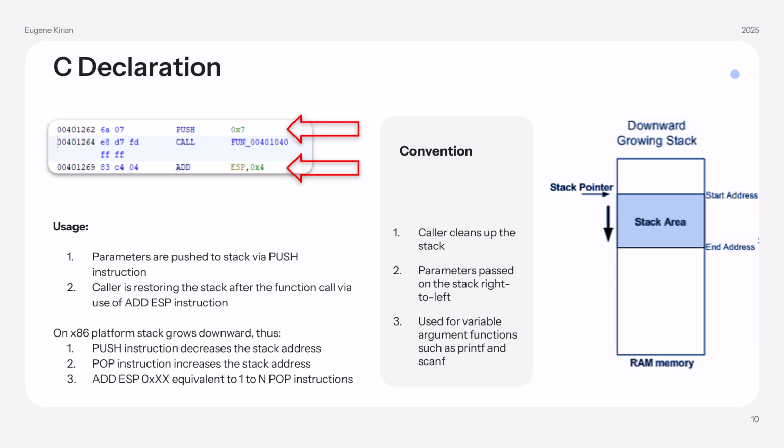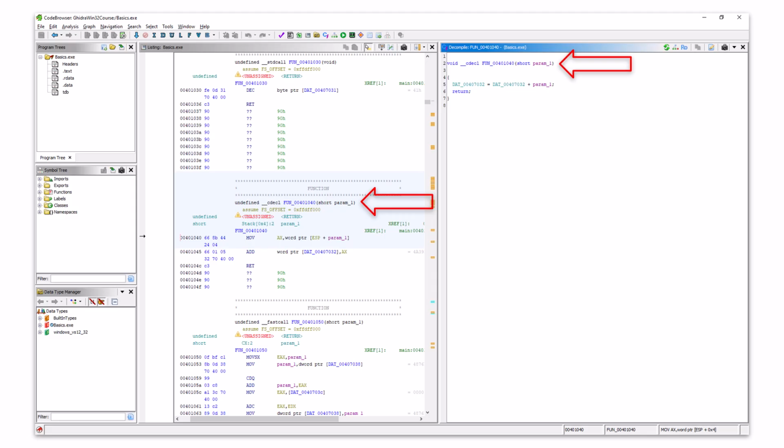The stack is adjusted by the caller after the function call returns. Let's take a look at the cDeclaration function that is shown on the screen. Note that Ghidra correctly recognized the function calling convention. The cDeclaration attribute is shown in the decompile window as well as in the listing window.